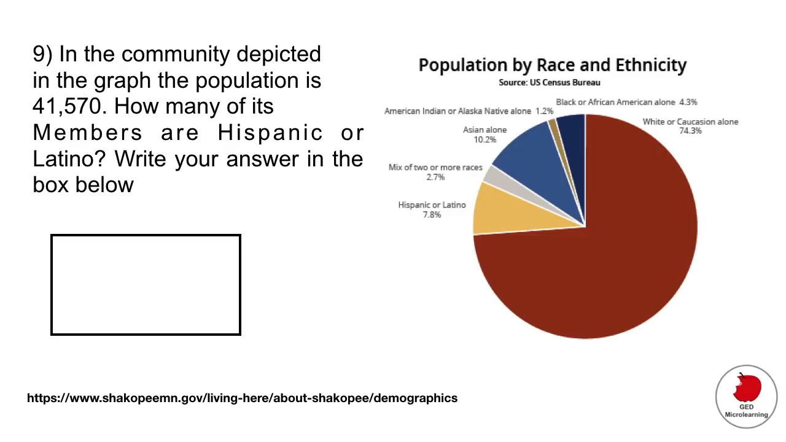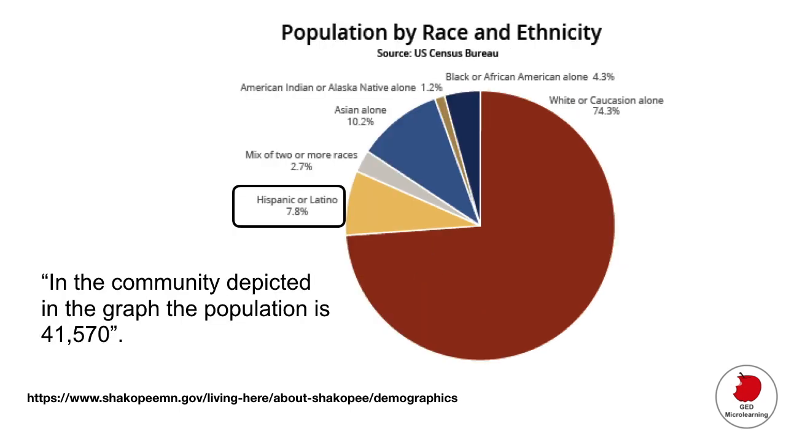All right, so question 9 is a circle graph, and it tells you, in the community depicted in the graph, the population is 41,570. How many of the members are Hispanic or Latino? All right, so once again, follow the system. What is this showing you? It's showing you the population of a specific part of the world based on the race and ethnicity of the people that live there. And in the question, they're asking you specifically about Hispanic or Latino people.